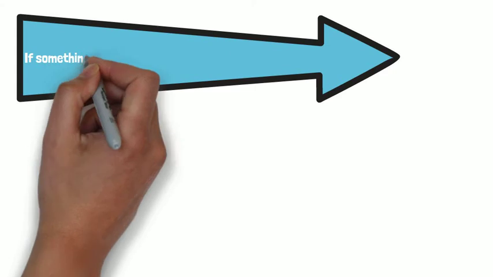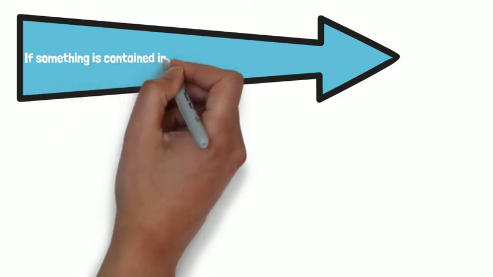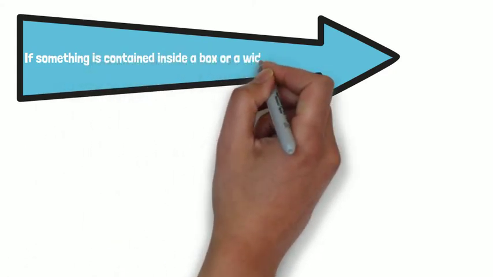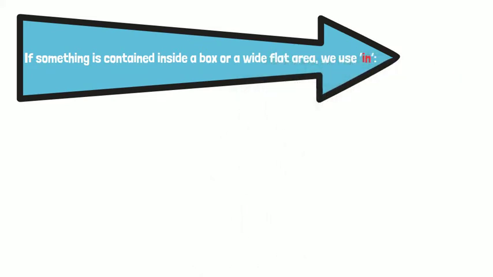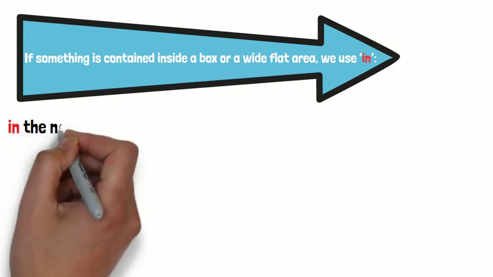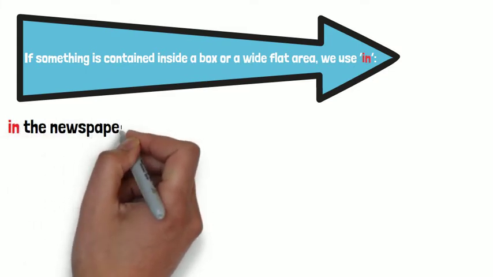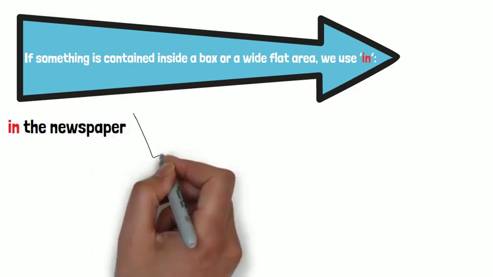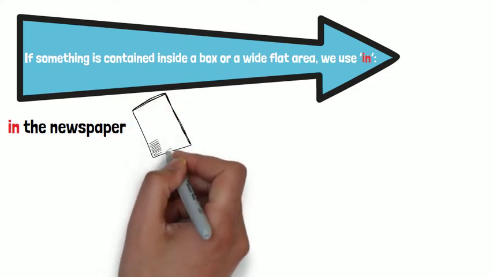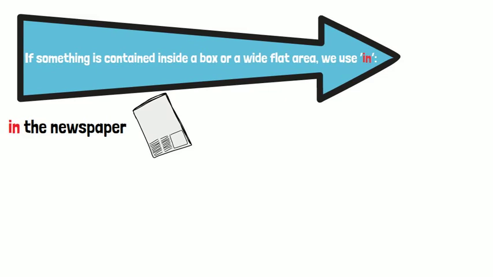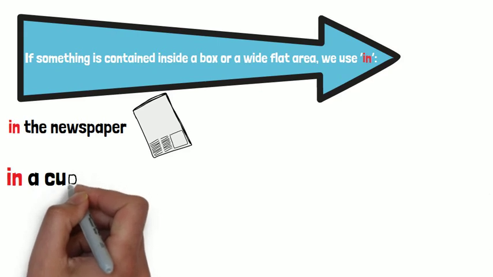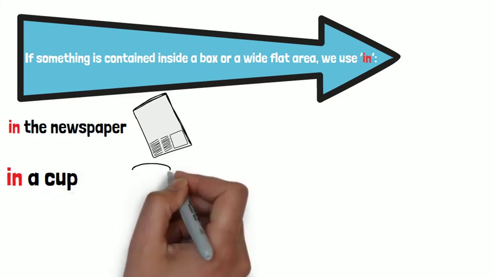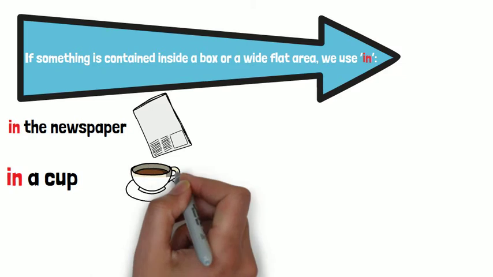So the first one is, if something is contained inside a box or a wide flat area, we use in. In نستعملها عندما نتكلم عن شيء داخل شيء ما أو شيء في مساحة كبيرة جدا. مثلا عندنا in the newspaper. In the newspaper داخل الجريدة، يعني معلومة داخل الجريدة أو picture صورة داخل الجريدة إلى آخره.